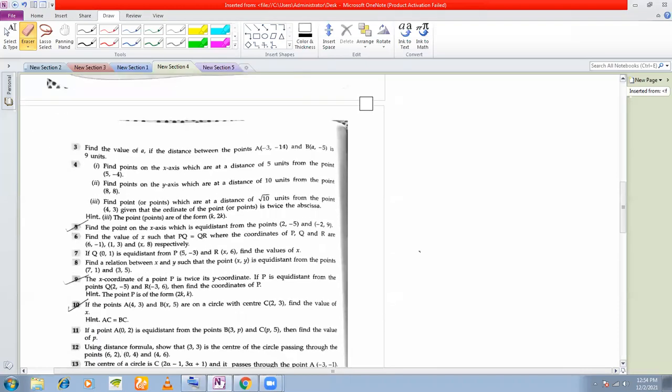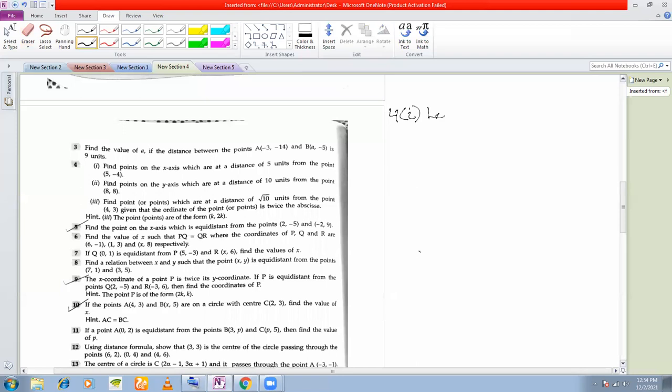Okay. Let's take question number 4 part 1. The question is, find the points on the x-axis which are at a distance of 5 units from the point (5, -4). You have to find the points on the x-axis which are at a distance of 5 units from the point (5, -4).